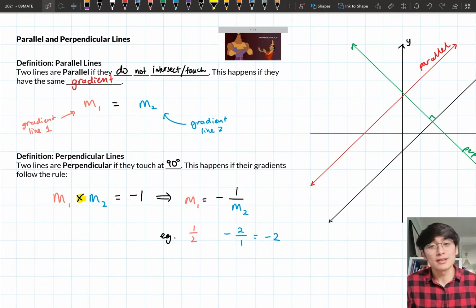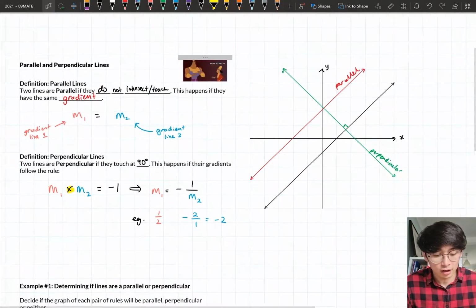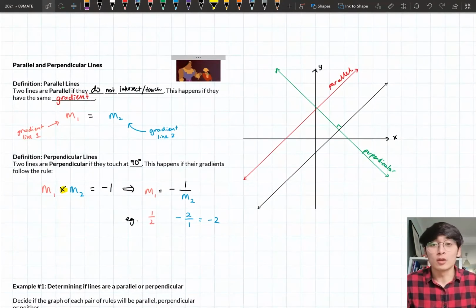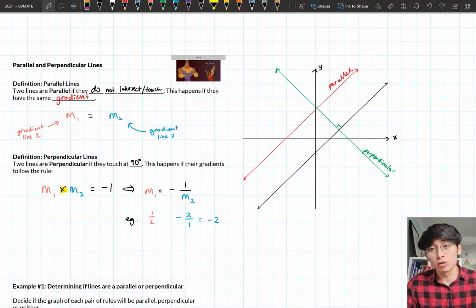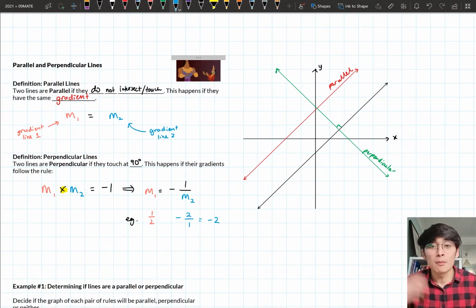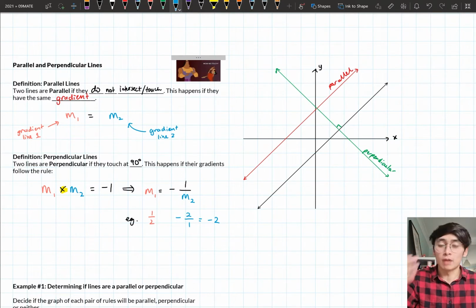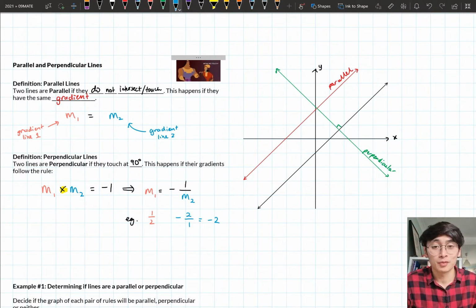For perpendicular lines, there are lines that meet at 90 degrees, like the green line in our diagram. And in order for us to have a perpendicular line, the gradient of my original line and my perpendicular line needs to be multiplied to give me -1. Or they need to follow this pattern of m1 is equal to negative the reciprocal of m2. Okay.